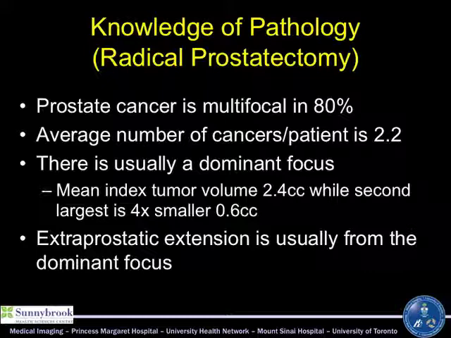The average number of tumors per patient is just over 2. There's usually a dominant focus, and the size discrepancy between the dominant focus and the next focus is quite large. So you go from 2.4 cc's to about 4 times smaller at 0.6 cc's between the two. That means when we're looking at the imaging, chances are if the patient has cancer and it's clinically significant, we are going to see one lesion clearly, but we may not see the other lesions. And so that's important in terms of deciding how useful imaging is.